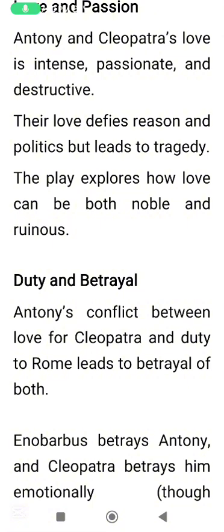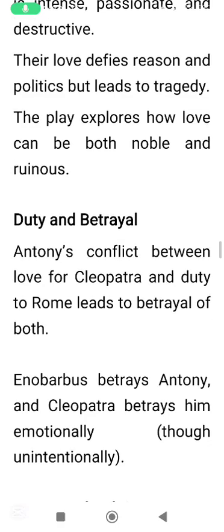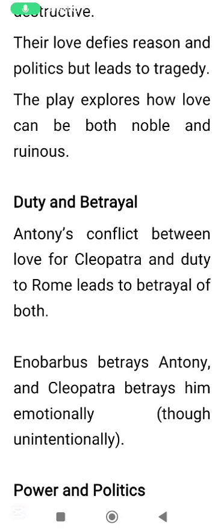Duty and betrayal is still talking about what? Mark Antony and Cleopatra. You can see that Antony's conflict between love for Cleopatra and duty to Rome leads to betrayal of both. At first, Antony leaves his duty as a ruler in Rome only to settle for love with Cleopatra. As a result, this to Cleopatra is still seen as betrayal, because the betrayal came in two different ways. One, it leads to him getting married to another person in Rome.